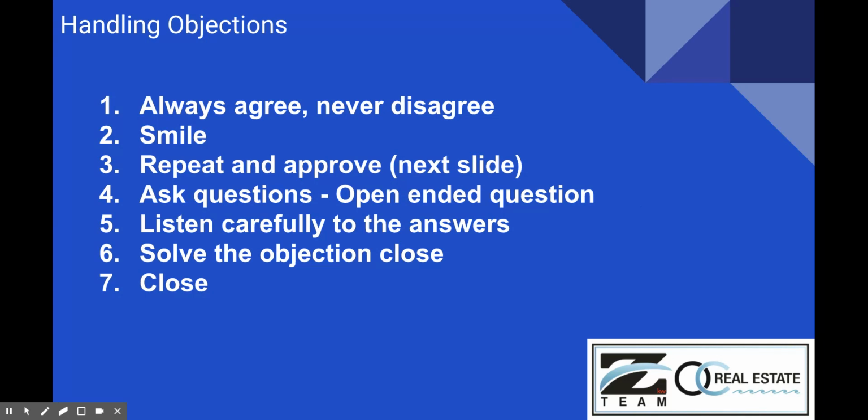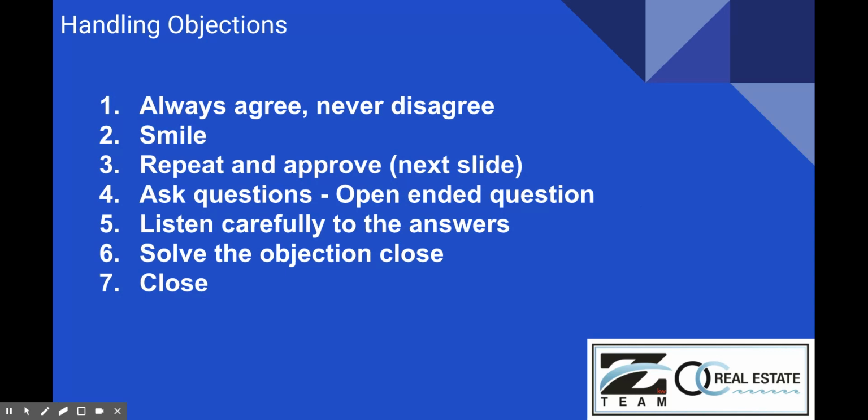You know what? I can appreciate the fact that you want to sell it on your own to save the commission, and I definitely hear where you're coming from. I'm curious, why do you feel selling the home on your own will cause you to save money? Now, this question will engage them and will cause them to want to give you a response.